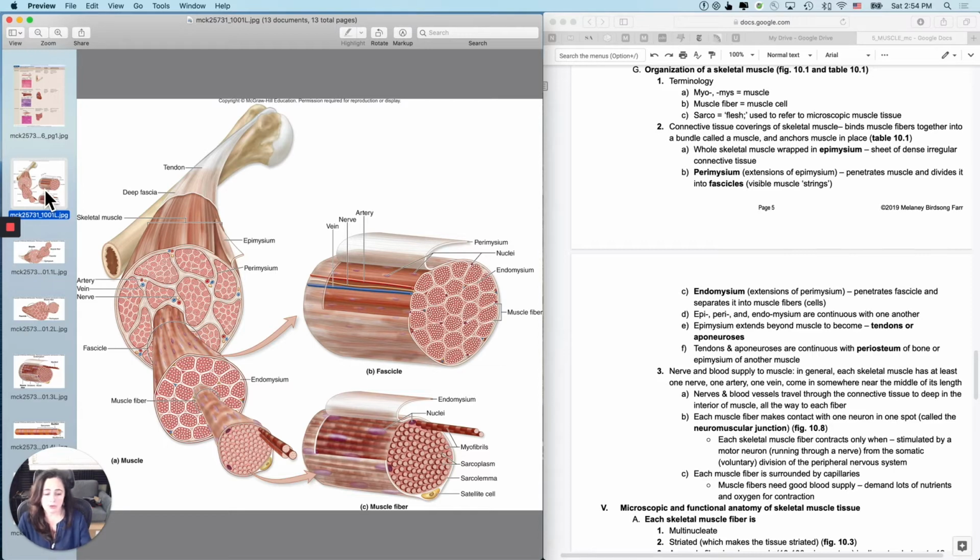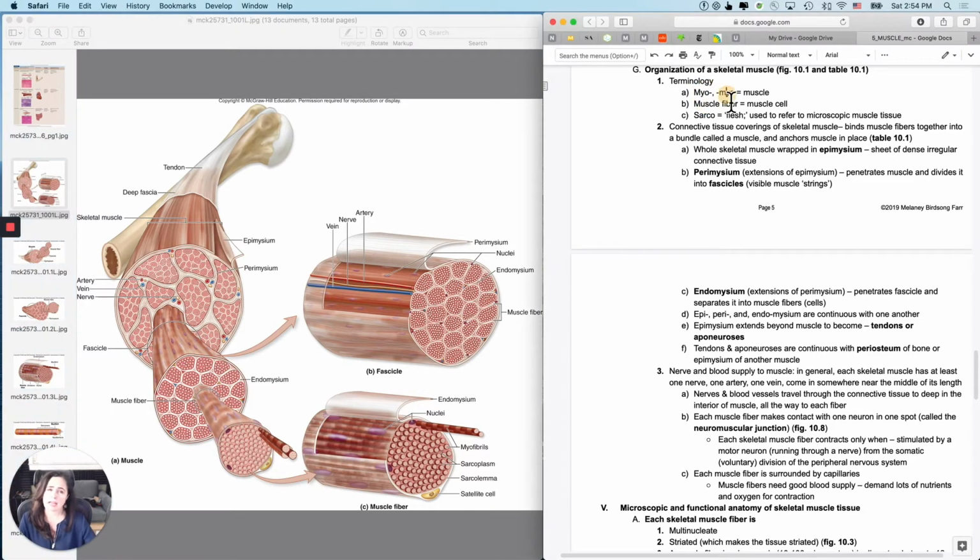First off, whenever you run into muscles, it's important to know these prefixes and suffixes. Myo and mys mean muscle, not surprising. But when you start running into the microscopic muscle structures, they use a different prefix, sarco, which means flesh. It's usually used to refer to microscopic stuff. So big stuff tends to have the my ones, and smaller stuff tends to have the sarco.